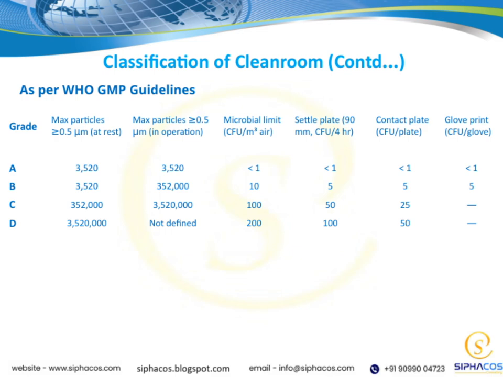The key takeaway here is that as we move from grade A to D, the allowable particles and microbial limits increase, reflecting a decrease in environmental control. These classifications help us ensure that each area meets the specific requirements of the processes taking place within them, aligning with cGMP standards to maintain product quality and patient safety.